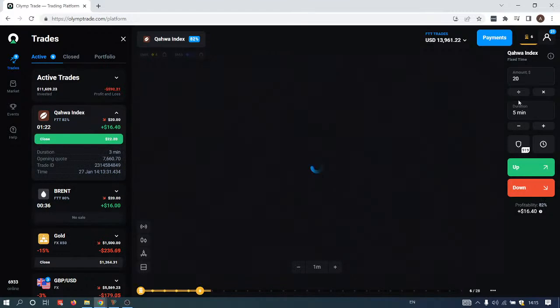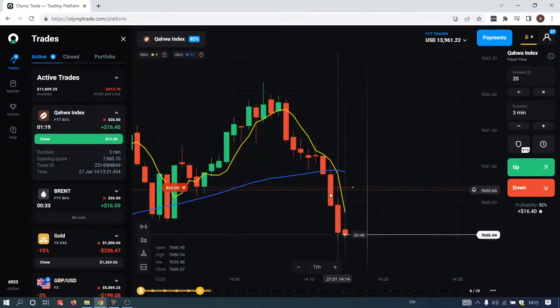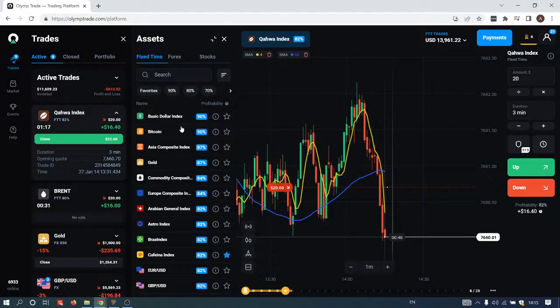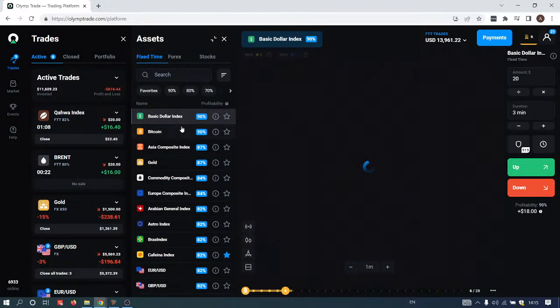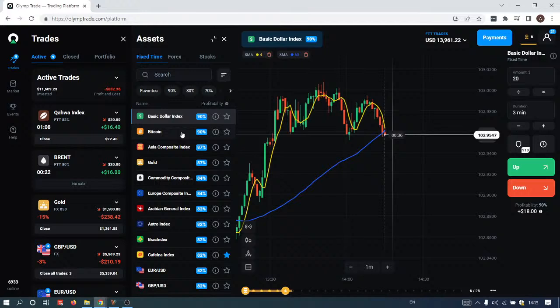And okay, Kahwa is dropping, and I'm pretty sure that this trade should close with profits. Do you think compounding is possible? You mean like reinvesting your profits in the next trades? Yes, definitely it's possible.